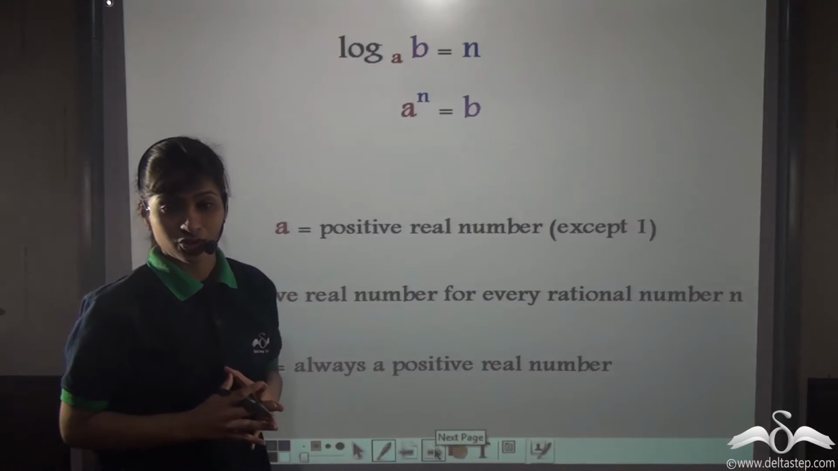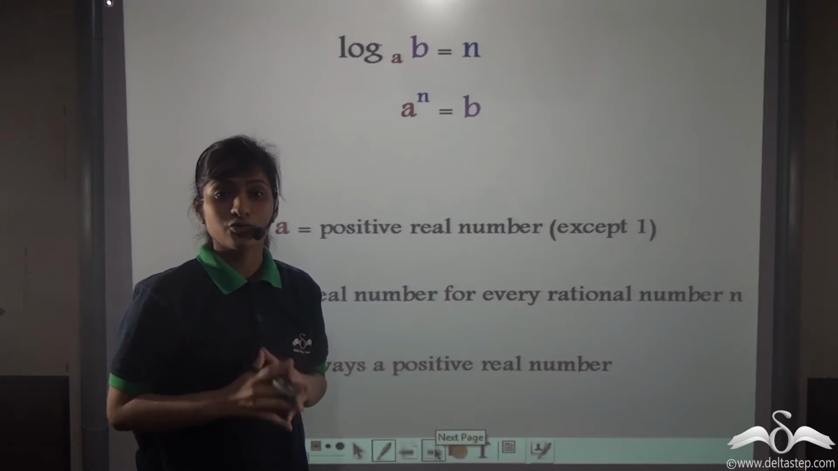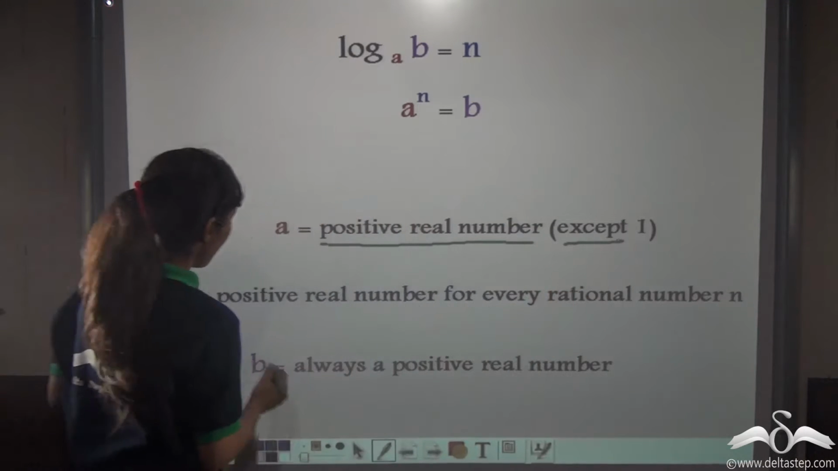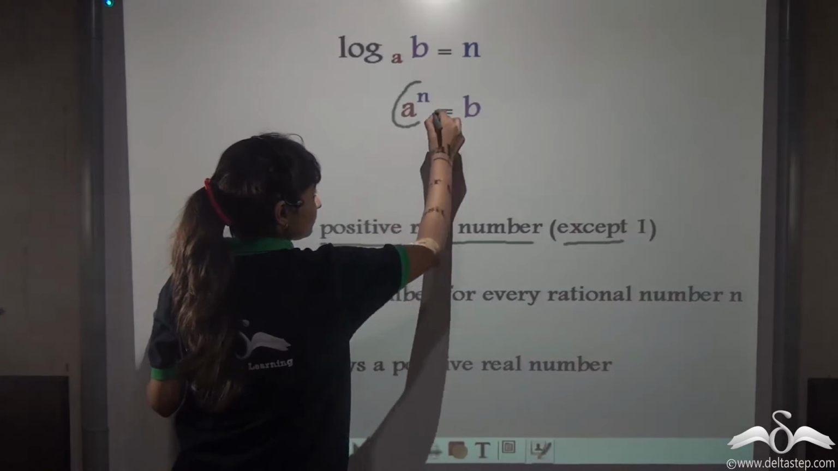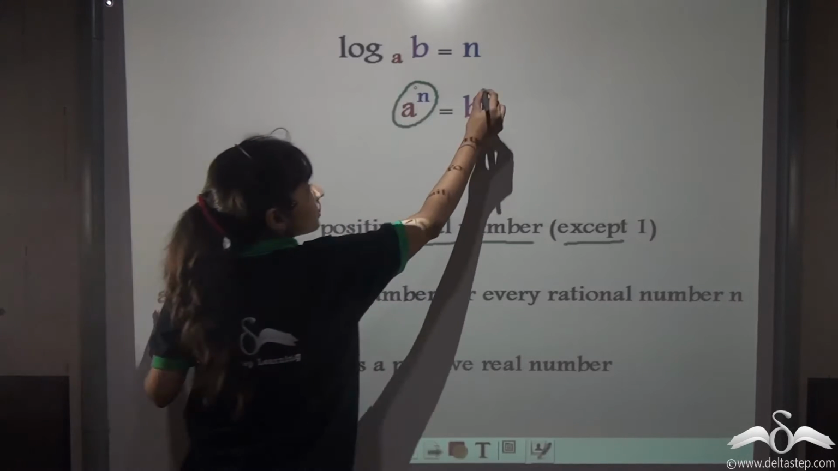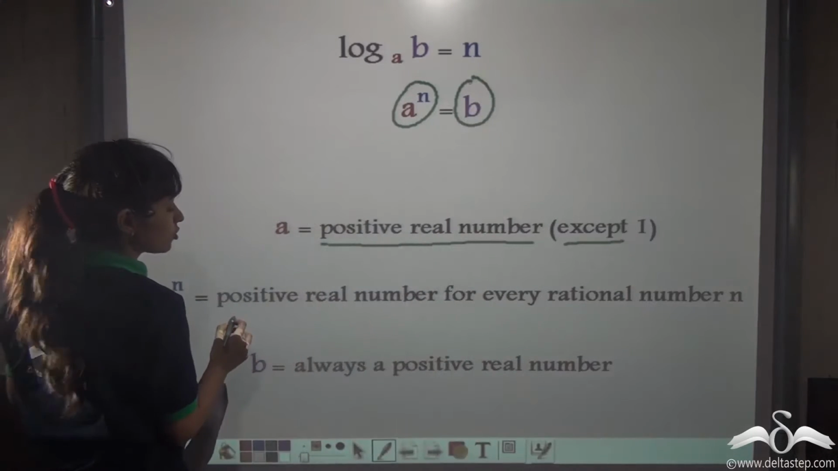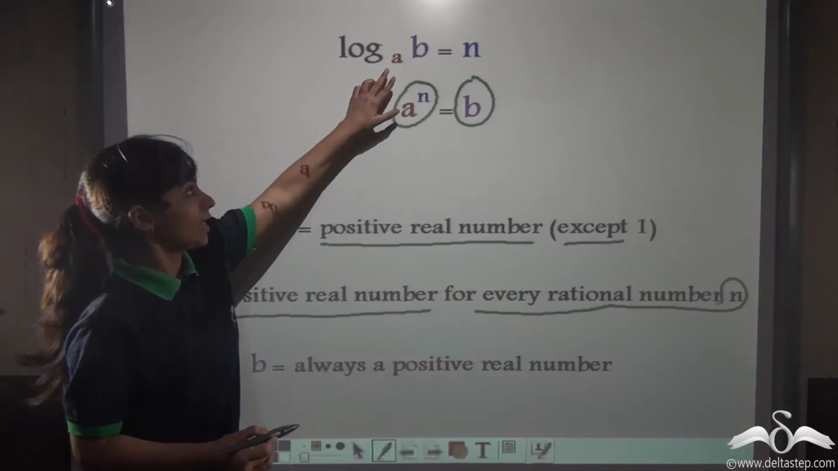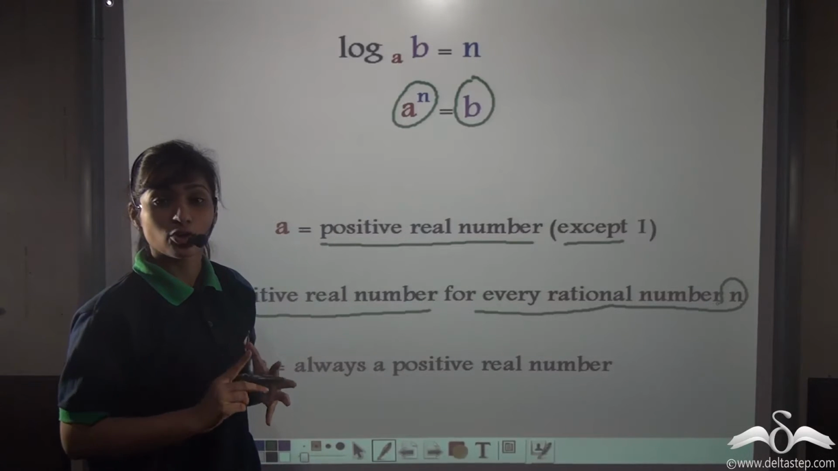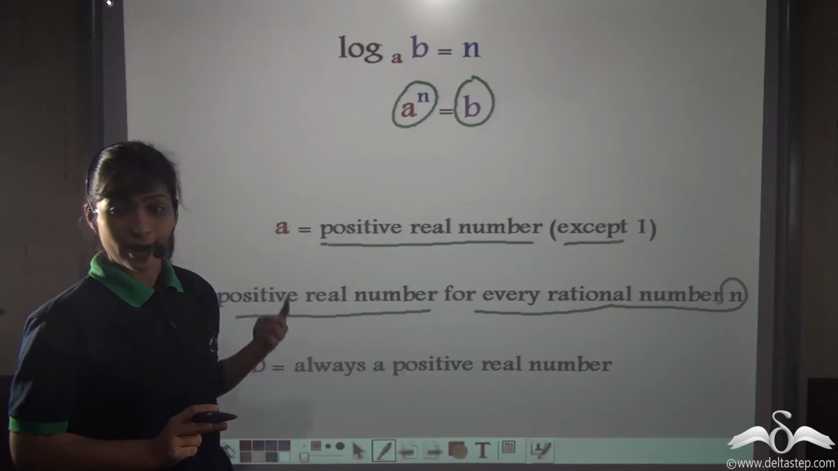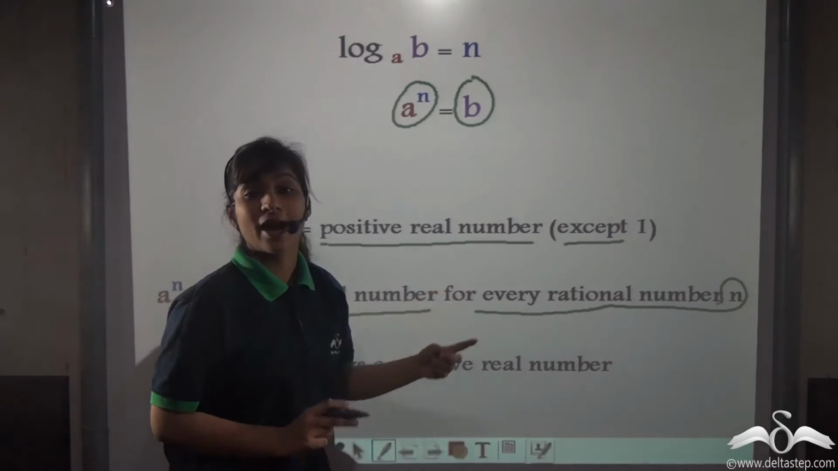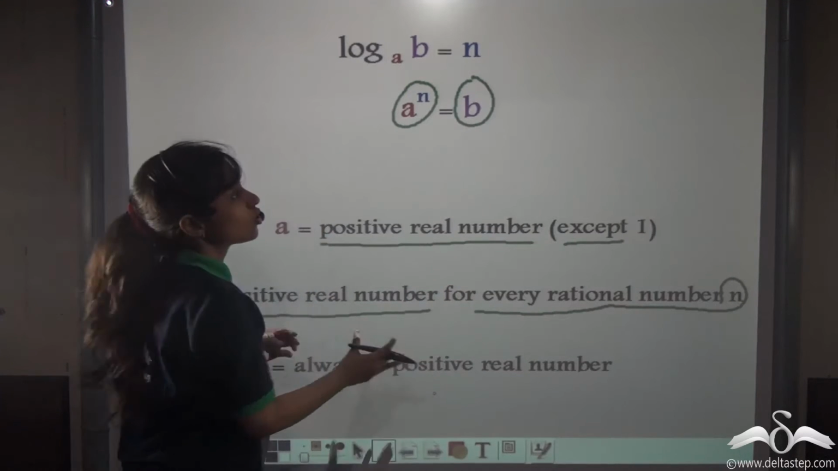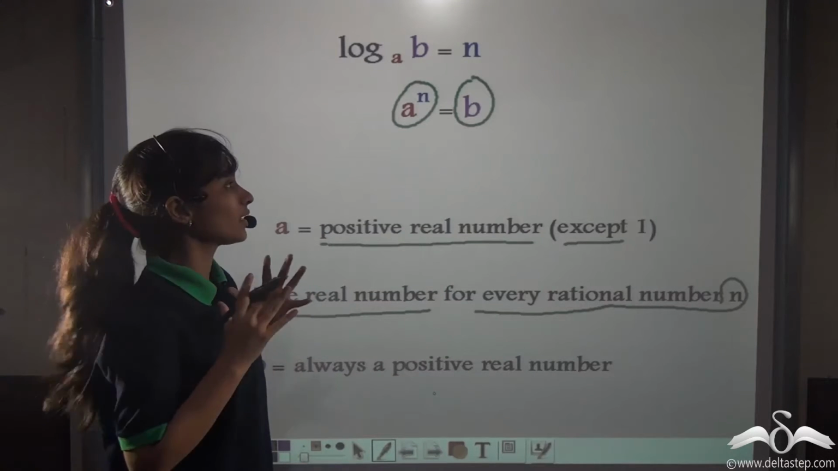Well, we need to take some assumptions. Whenever we do log, we have to see that a should be a positive real number except one. A to the power n, that is b, needs to be a positive real number for every rational number n. So what do we learn? That a needs to be a positive real number and it should not be 1. b, or a to the power n, should be a positive real number for every rational number n. n should be a rational number and b is always a positive real number. So whenever we solve logarithms, we will keep this in mind.